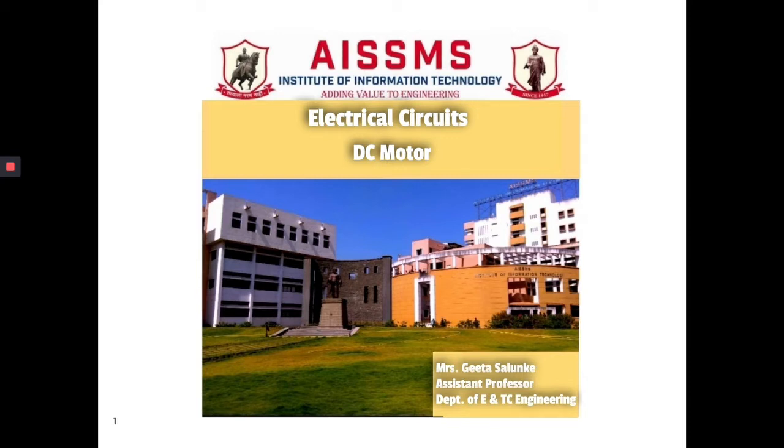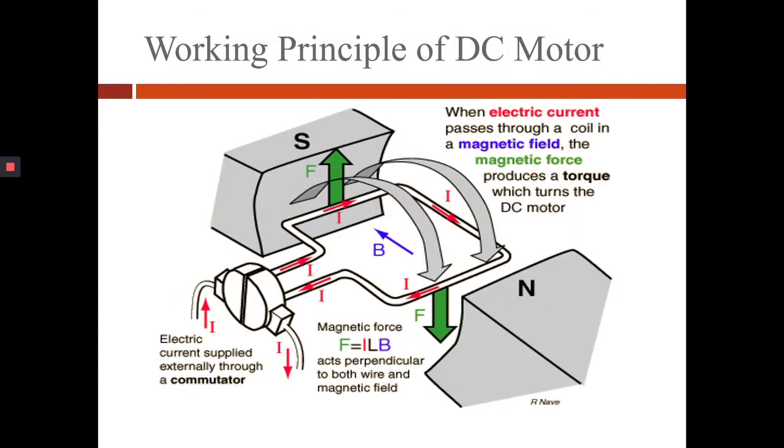Today I am going to explain DC motor of electrical circuits. First of all, we will see working principle of DC motor. When an electric current passes through a coil in a magnetic field, the magnetic force produces a torque which turns the DC motor. This is the principle of DC motor.